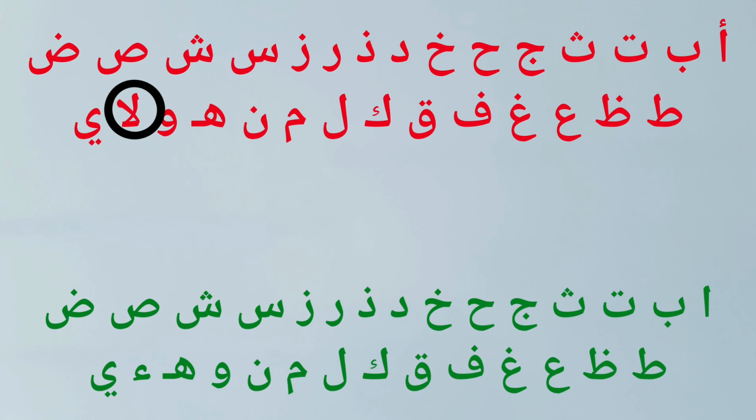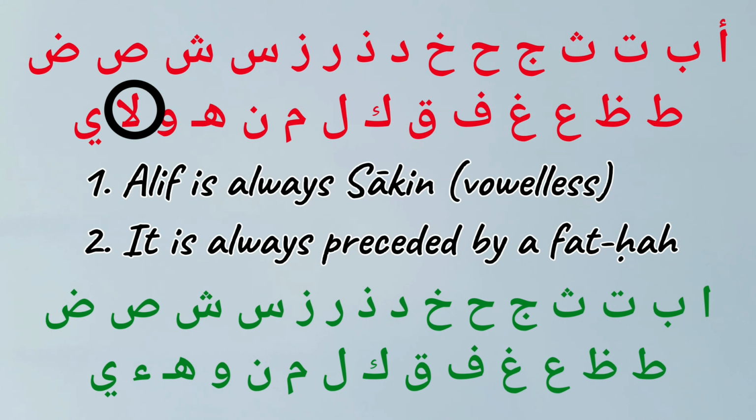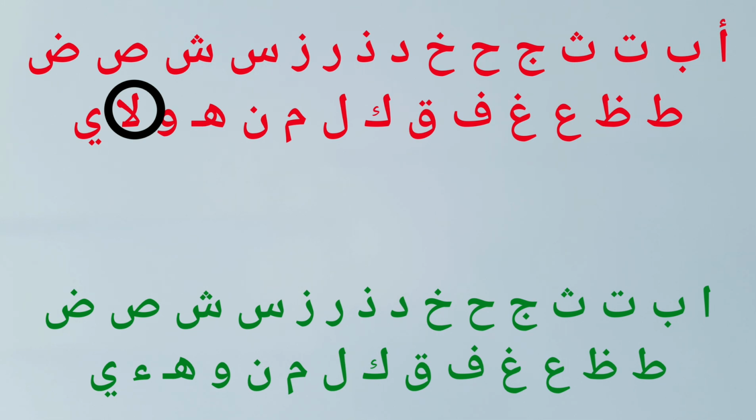alif. The reason they do this is because alif, from all of these 29 letters, has unique features. The alif is always sakin. It doesn't take a fatha, kasra, or dhamma. It's always sakin. And it's always preceded by a fatha. These two features make the alif unique. Whereas the other letters could be sakin, they could be mutaharrik. They could take a fatha, kasra, dhamma, sukun. They can be preceded by anything before it also.